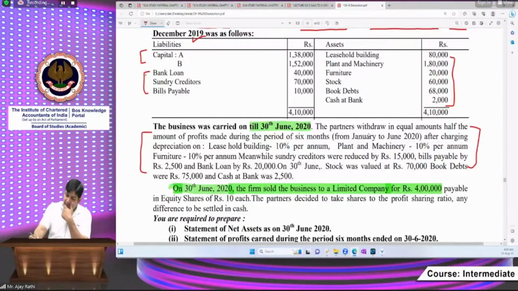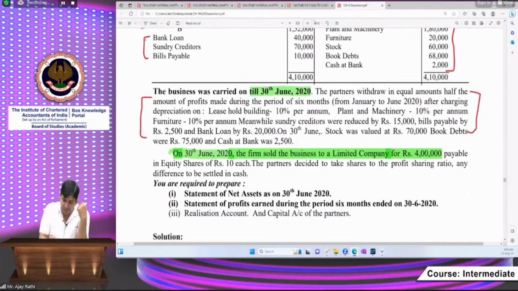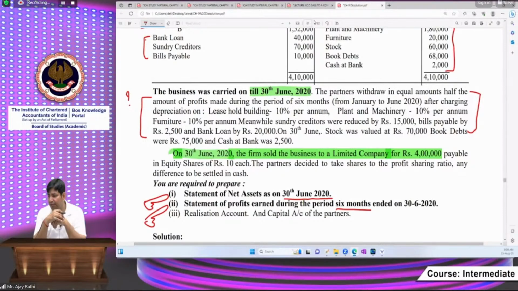So what do we need? Please also read the requirement carefully. Question is asking net assets: you must tell what the net assets are at 30th June 2020. Of course beta, assets minus liabilities, or you can say capital balance updated. Statement of profit earned during 6 months: beta, what profit has been earned during these 6 months. Okay, don't worry.